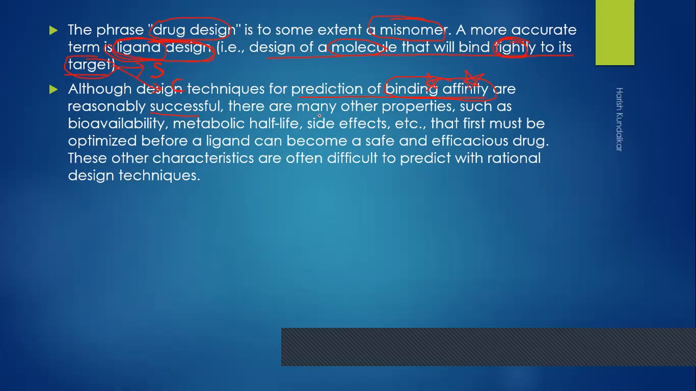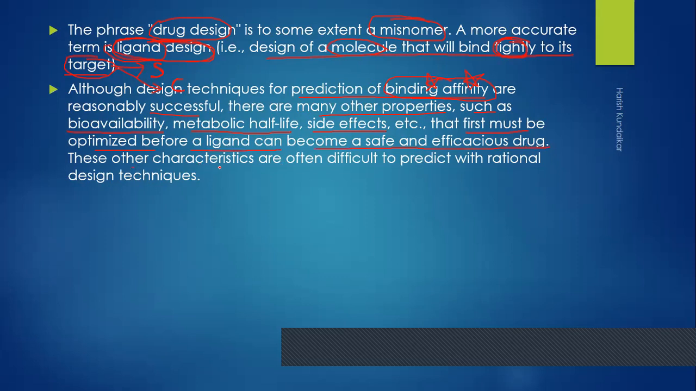And there are many other properties, such as bioavailability, metabolic half-life, and side effects, that can be calculated or predicted. So these calculations of binding affinity, bioavailability, metabolic half-life, side effects, et cetera, are all predictions. And these predicted properties must first be optimized before a ligand can become a safe and efficacious drug.